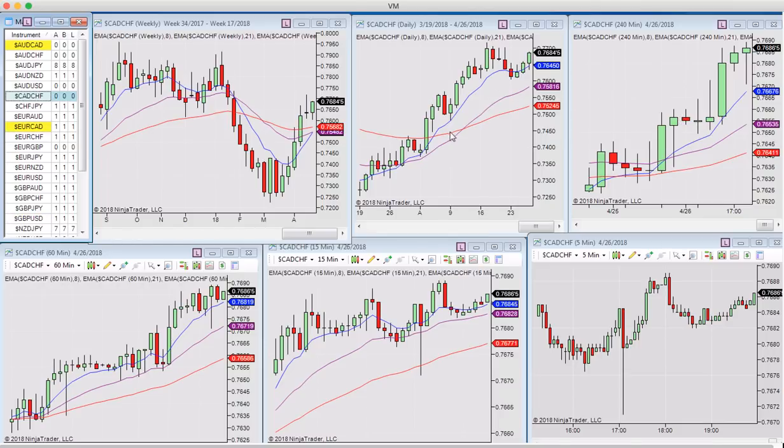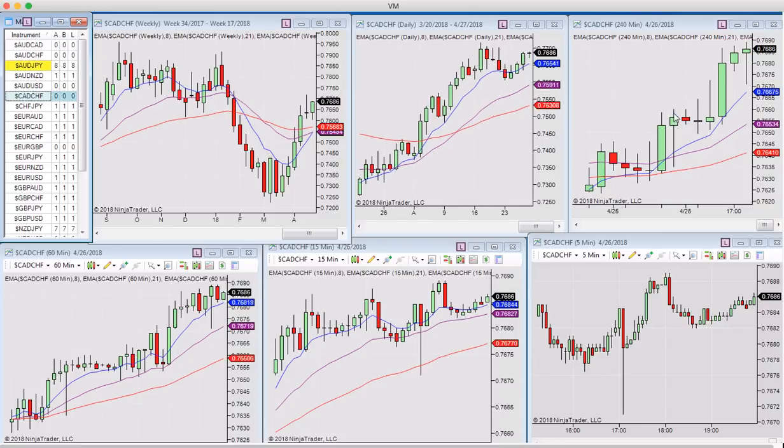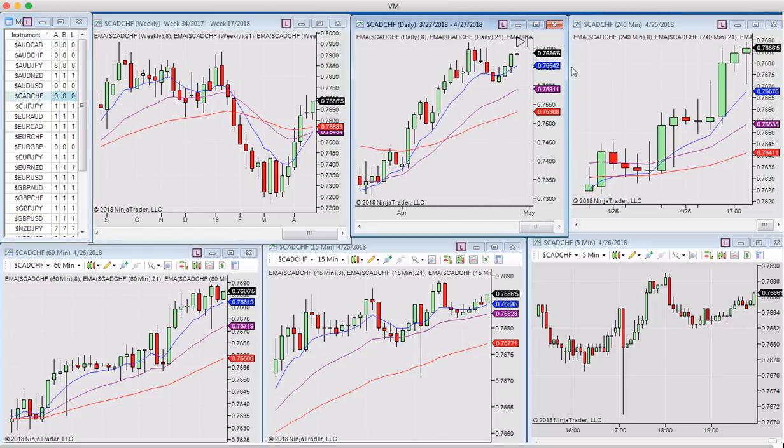Okay, we've got CAD CHF. I looked at this trade yesterday, which would have worked. Okay, here we have a market which is trending up on the daily. The weekly, it's doing nothing. The 15, the 60, and the 240 are all trending up. This is a nice market to trade.